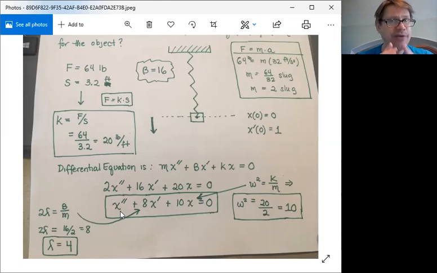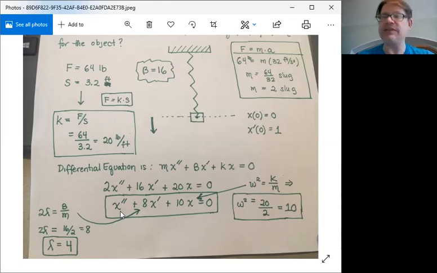Now in that differential equation, we want to make sure that we are identifying what our omega squared is and what our lambda and lambda squared are. The omega squared, remember, we've known that since back in section 5.1, that's k divided by m, which here is 20 divided by 2, or 10. 10 is omega squared.